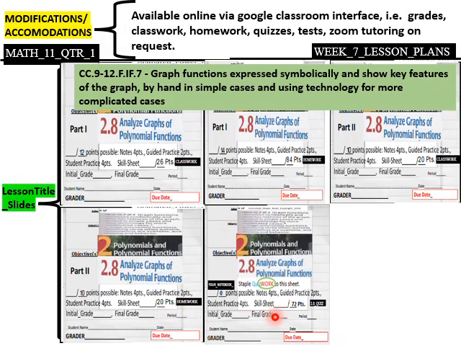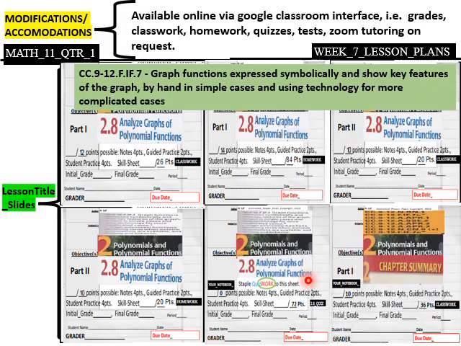Here's your 2.8 quiz, 72 points for 2.8 quiz. Analyze graphs of polynomial functions. And then we go into the Chapter 2 summary. Classwork Part 1 is 36 points. Again, 10 points for note-taking.